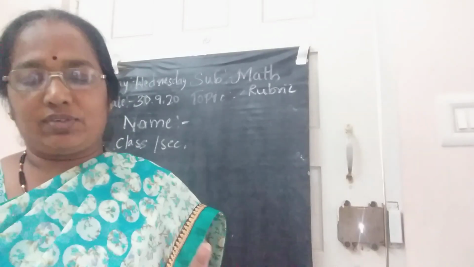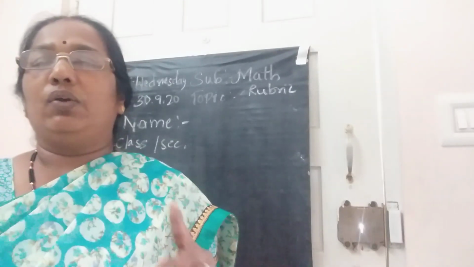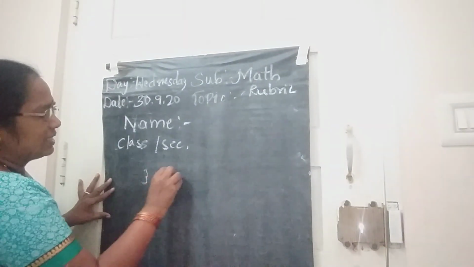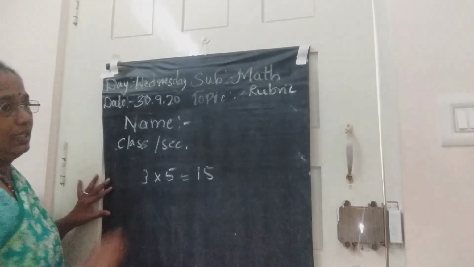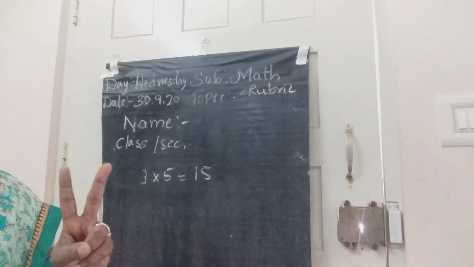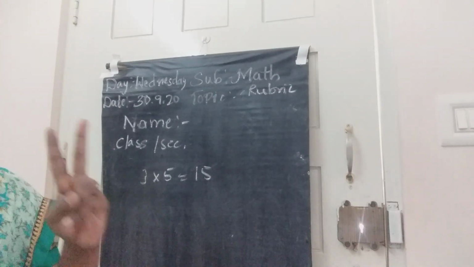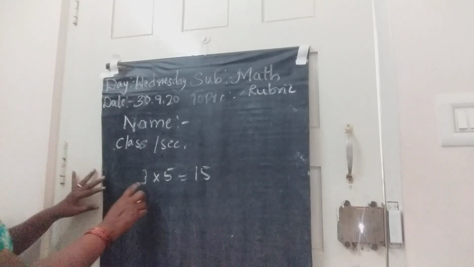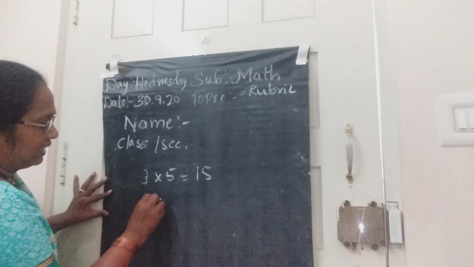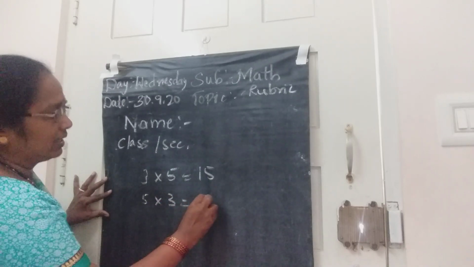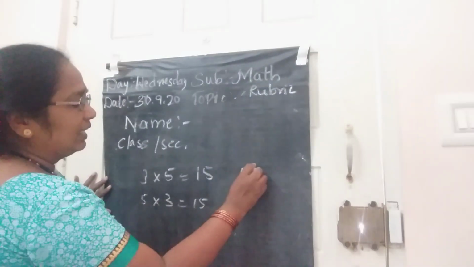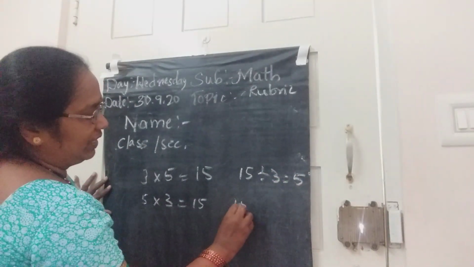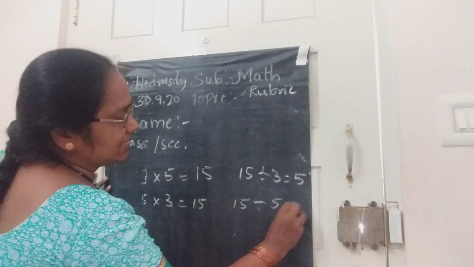The first one they have shown is 15. 3 into 5 is 15. For this there are two division facts and two multiplication facts. What is it? 3 5s are 15, 5 3s are 15. And the division facts are 15 divided by 3 is 5 and 15 divided by 5 is 3.